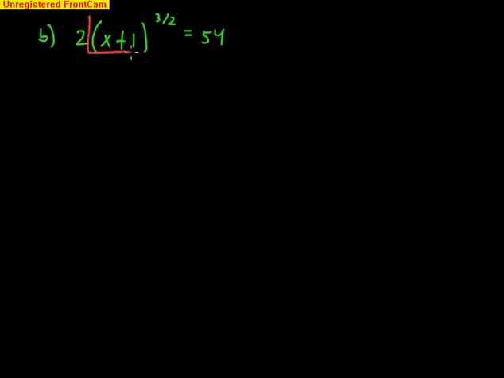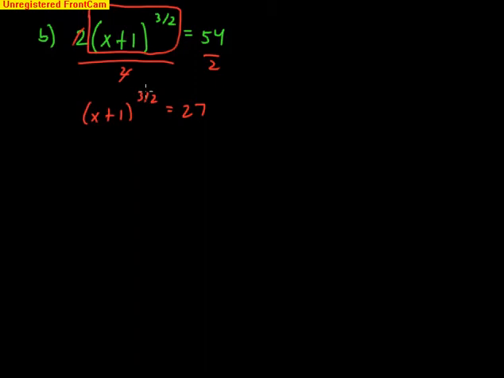Alright, so now I want to get this guy by itself, right? Because it's this quantity raised to the exponent. So let's divide by 2. Let's get rid of that 2 in front. We get x plus 1 to the 3/2 equals 27.